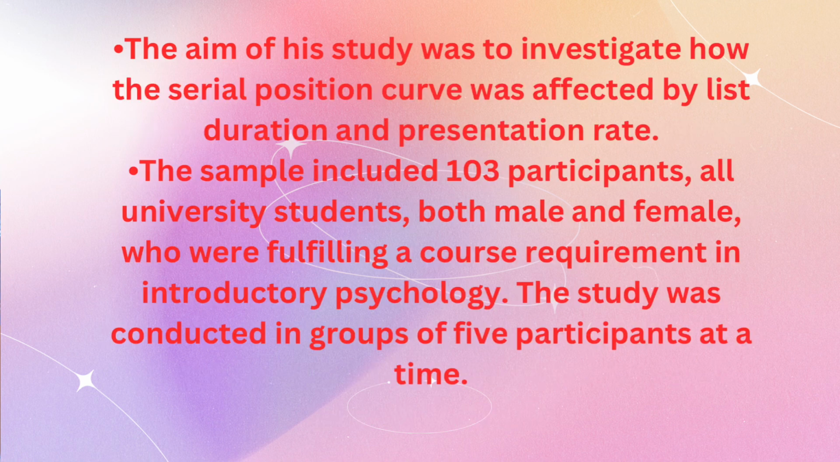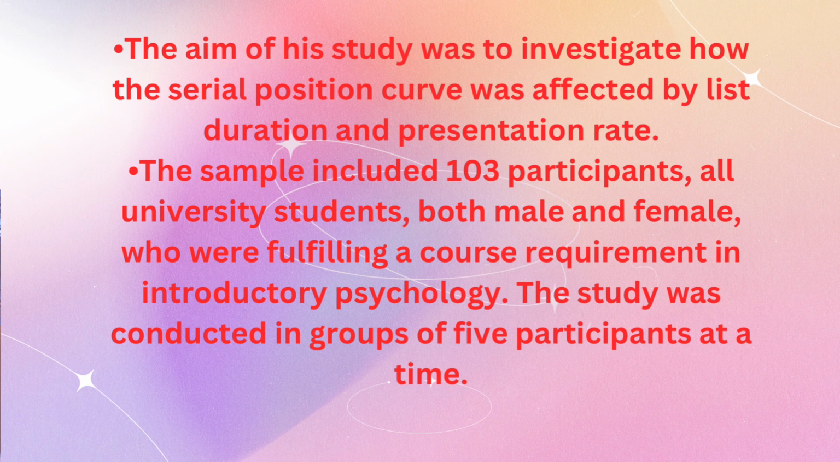Here the aim of the study was to investigate how the serial position curve was affected by list duration and presentation rate. That means what the list duration is, and how fast the presentation is being done. The sample included 103 participants. All were university students, both male and female. They were fulfilling a course requirement in introductory psychology. That means all of them were psychology students in particular.